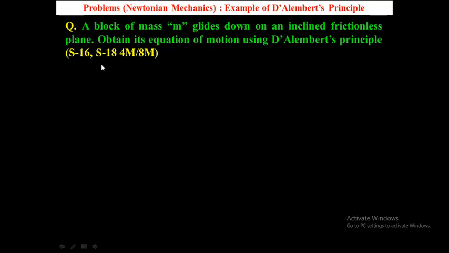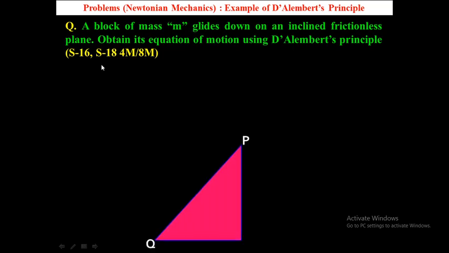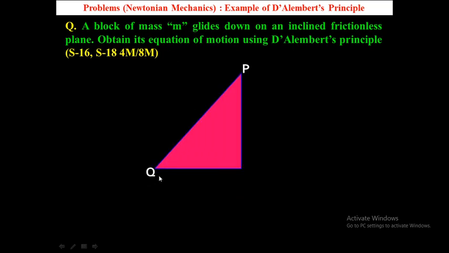First of all, we have to consider an inclined plane PQ. Suppose PQ is an inclined frictionless plane, and some block A of mass m is gliding over this inclined plane PQ, and N is the normal force acting on the block A in this direction. This normal force will push the block m in the upward direction. Let theta be the angle of inclination.